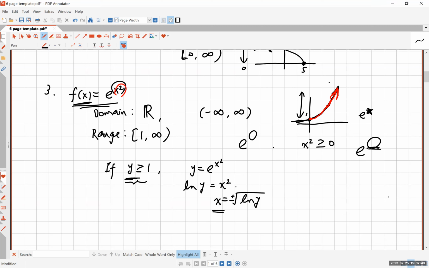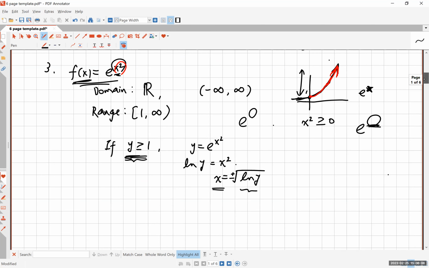Okay, if somebody says, hey, look, I want my y to be 3,000. What I can do is take the natural log of 3,000, take the square root of it, which will be positive. And then I can put plus or minus that square root of natural log of 3,000. If I plug that number in here for x, I will have f of x to be 3,000. So the range is going to be basically any number that's greater than or equal to 1. All right, so that's number 3. Let's go to number 4.